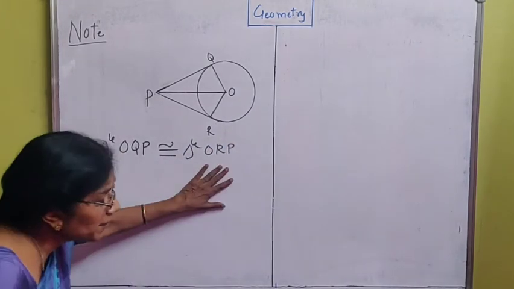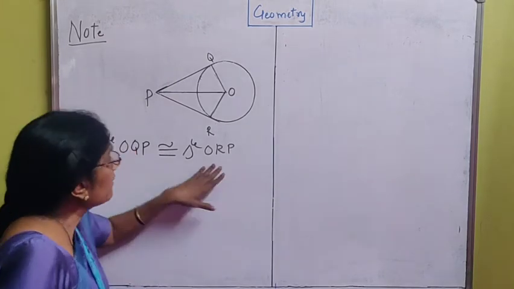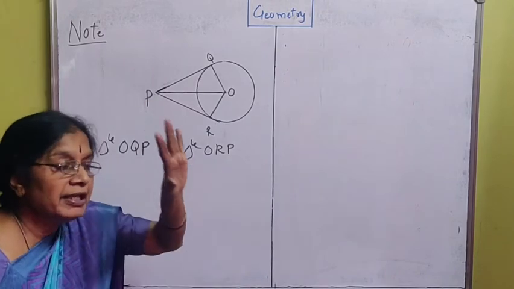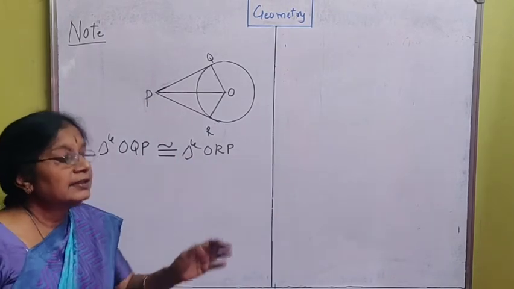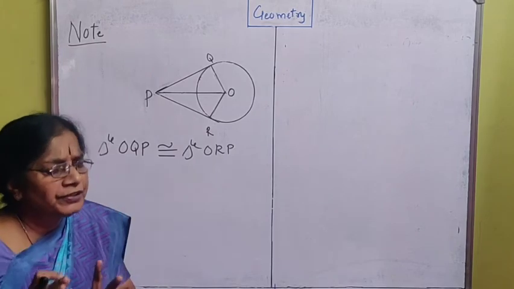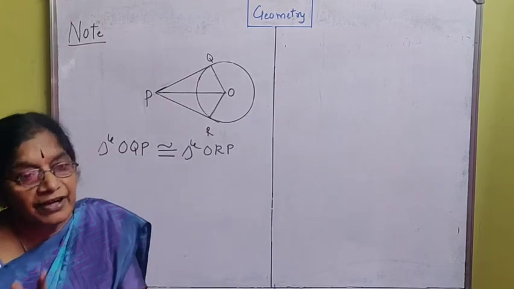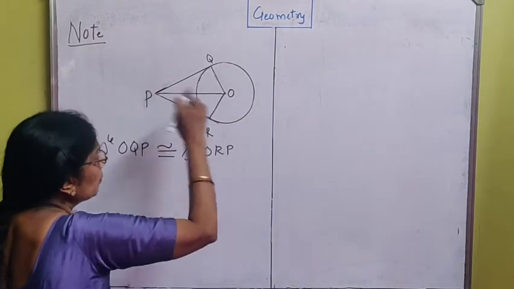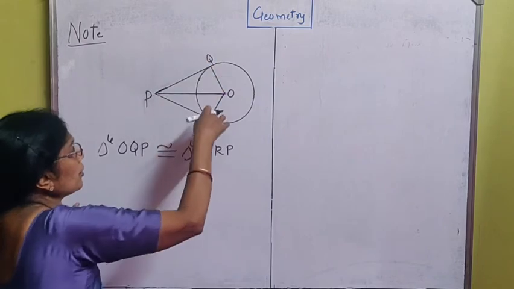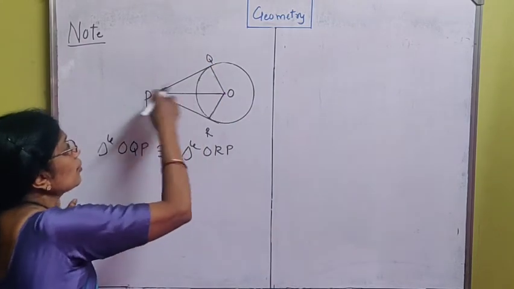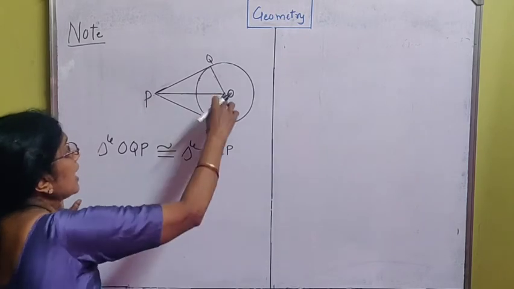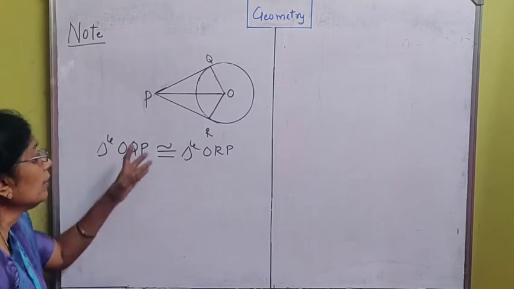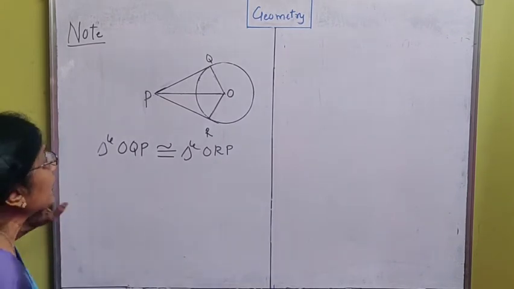If the triangles become congruent, whichever remaining angles and whichever remaining sides are there, they become equal. They are called the common parts of the congruent triangles. So which are they? Now we showed that PQ is equal to PR. Then OQ is equal to OR we have already taken, and OP is equal to OP is a common side. Then angle OQP is equal to angle ORP is equal to 90 degrees, we have already taken to prove it by RHS postulate. So now which angles are left out?